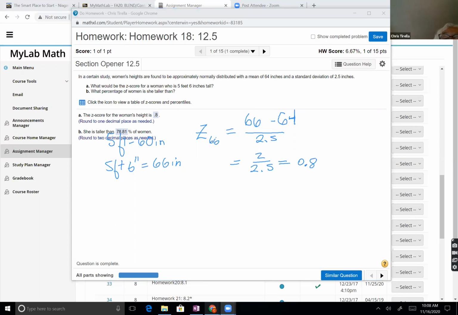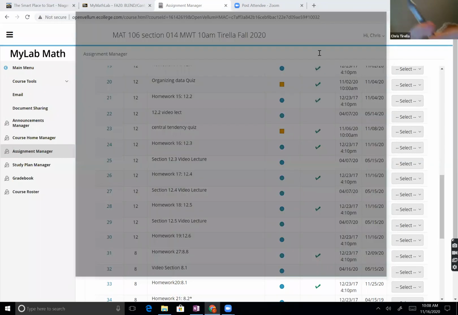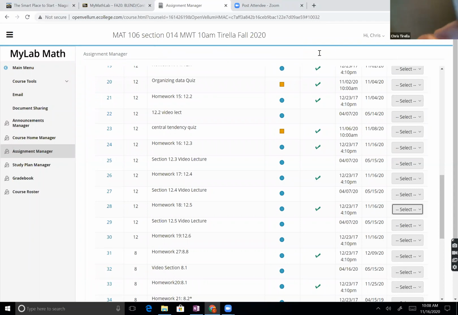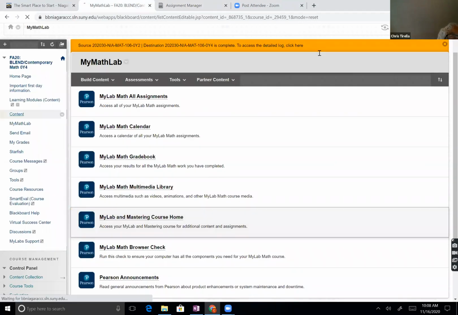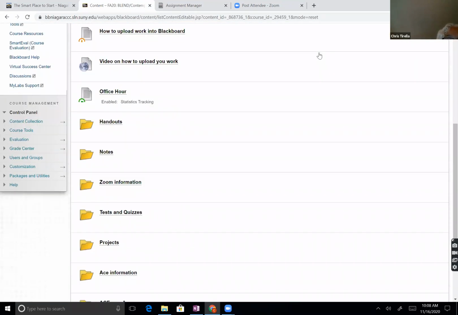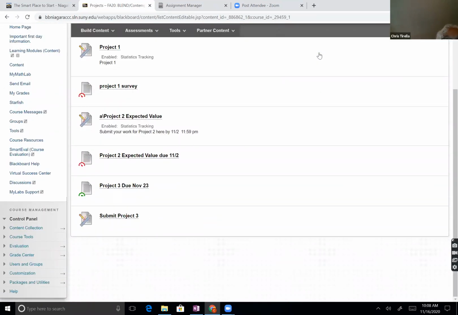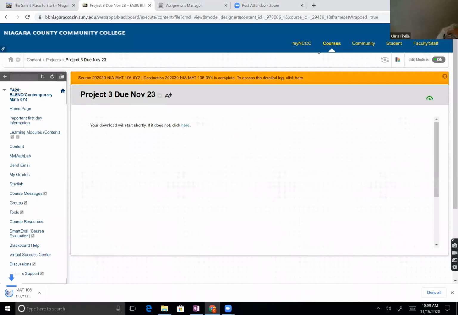Anybody want to look at any other homeworks? Not hearing. Let's go through real quick, and in content, let's look at the folder for projects. In the folder for projects, there's a Dropbox down below where you're going to submit the picture of your work, but I'm going to click on the assignment itself, and it's coming up down below as a Word document. I'm going to open it.